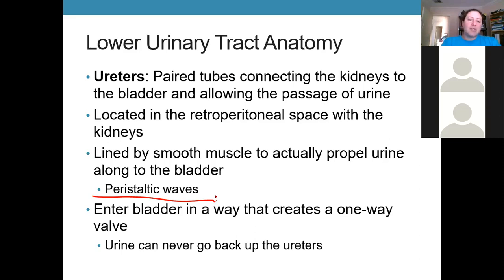The ureters enter the bladder in a way that creates a one-way valve. So there's no special structure to it, but it comes in at an angle, and the bladder wall actually keeps it closed unless urine is actively coming out. And that means that we cannot build back up. Urine can't go back up the ureters once it enters the bladder, which is a really, really good thing because that would create pressure and damage the kidneys.